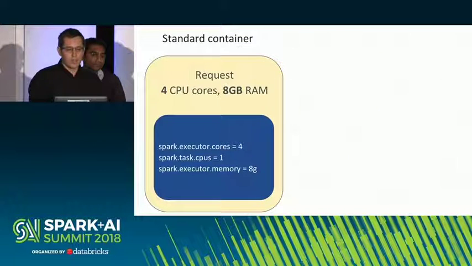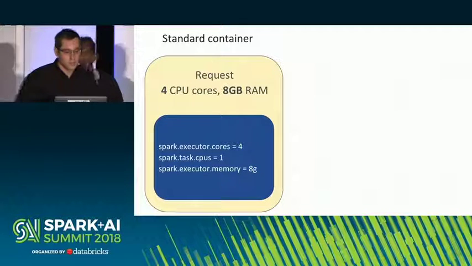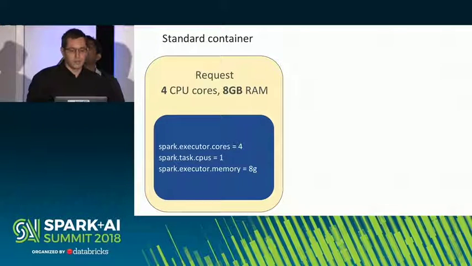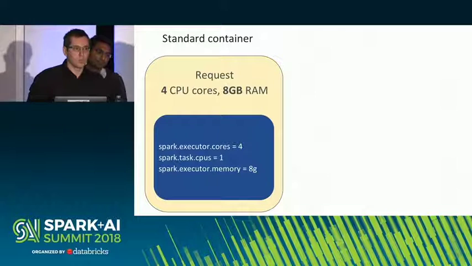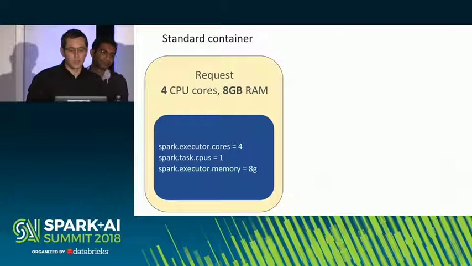Now let's have a look at how we can actually achieve this. Here is an example of a standard container, let's say a YARN container, that has a Spark executor running in it. The Spark executor has configuration predefined like this. The number of cores is equal to 4. Spark task CPUs is equal to 1. This essentially means that we can run at most 4 divided by 1, which is 4 tasks, in parallel. And the heap size, the Spark executor memory, is equal to 8 GB. Now, in a classic approach, we would be requesting at least 4 CPU cores and 8 GB of RAM for such an application.